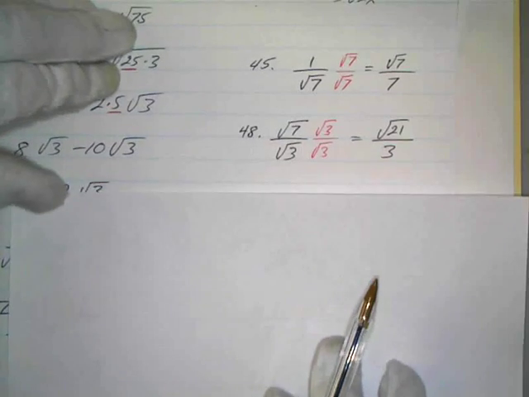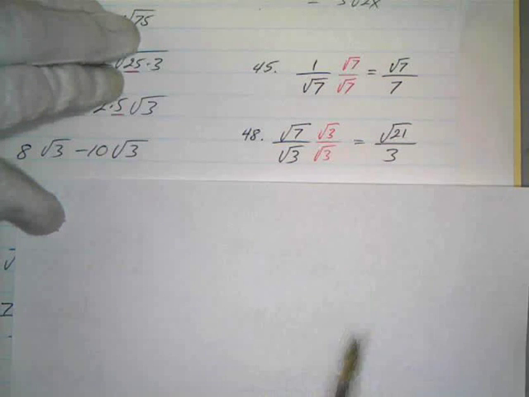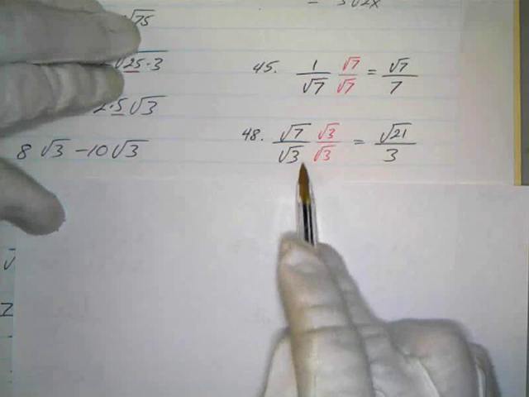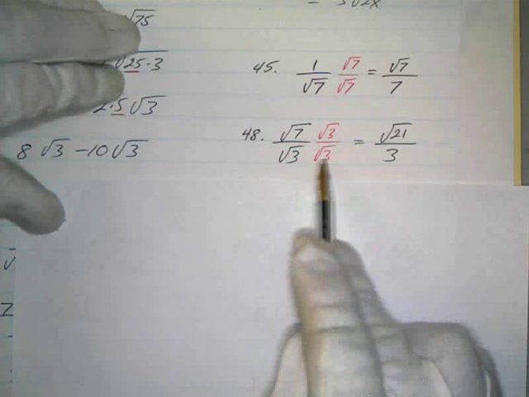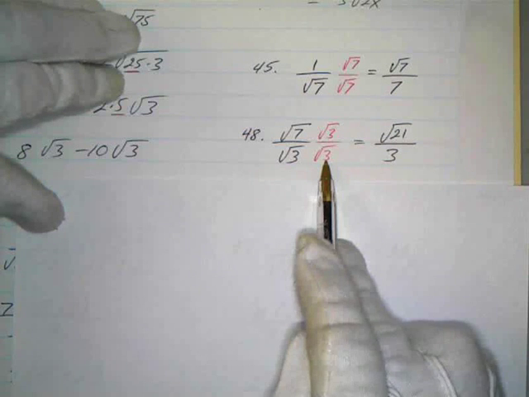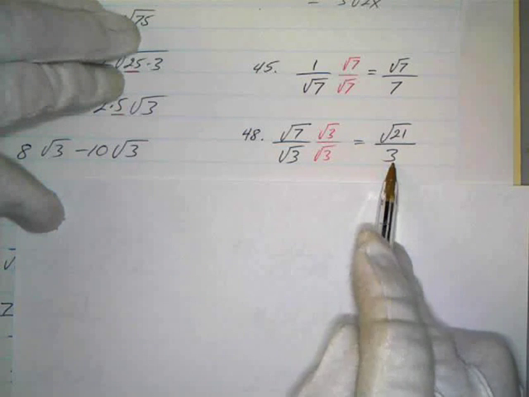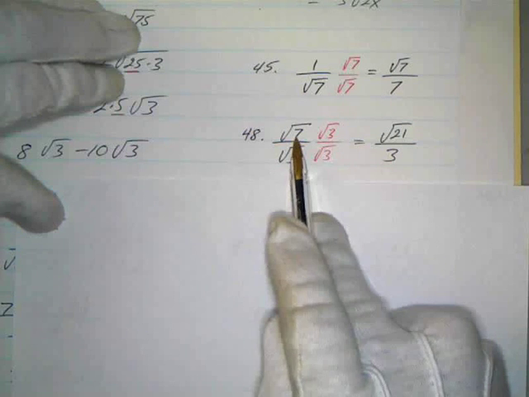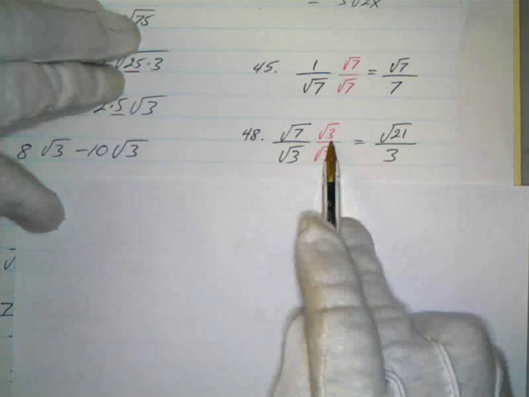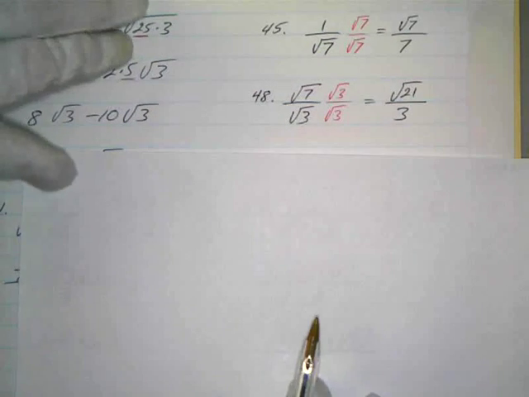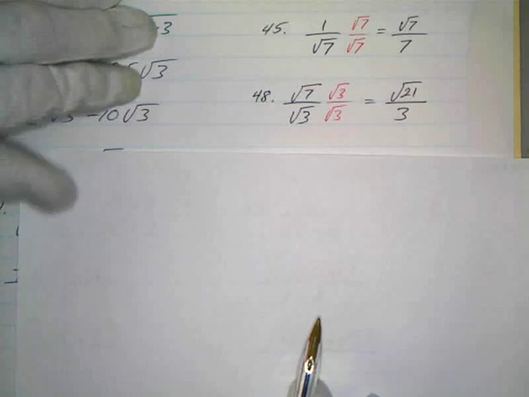Okay. And 48, I got the square root of 7 over the square root of 3. Again, I want to get a perfect square in the denominator. I want to rationalize the denominator. And the easiest way to do that is multiply by the square root of 3. Because the square root of 3 times the square root of 3 is the square root of 9, which is 3. And if I multiply the bottom by the square root of 3, I have to multiply the top by the square root of 3. And again, the square root of 7 times the square root of 3 is the square root of 7 times 3, which is 21. Okay?